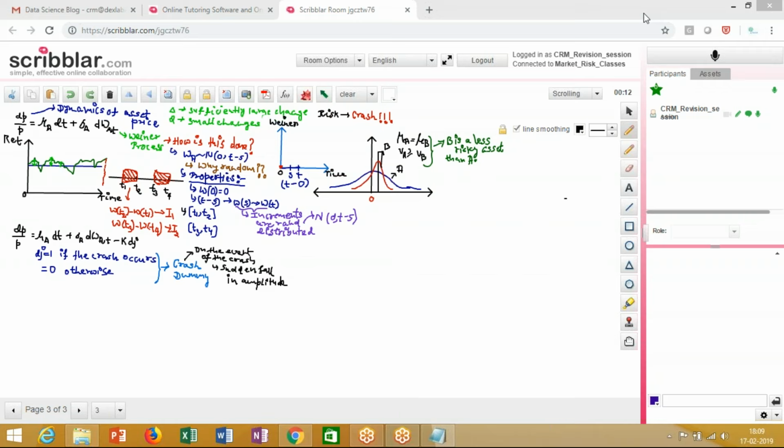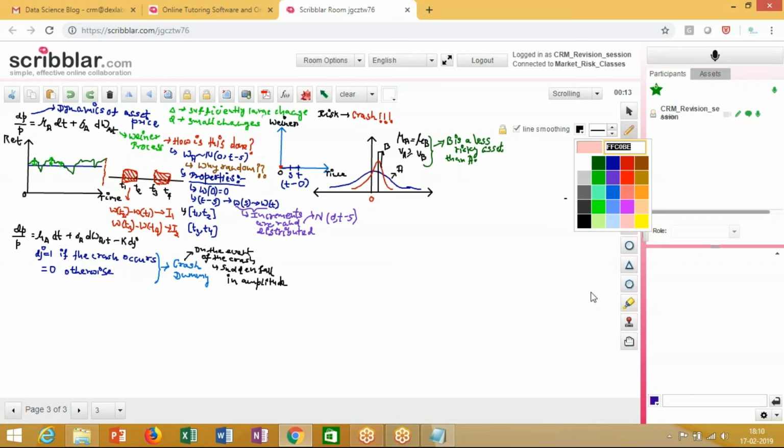Okay, so as I was saying, on the event of the crash, there is a sudden fall in the amplitude, and this k that I have over here shows the amount of loss, or the sudden fall that happens in the asset prices. So you'll see that the returns of the asset undergo a sudden structural change, because of certain events which have happened, the returns have suddenly fallen down.